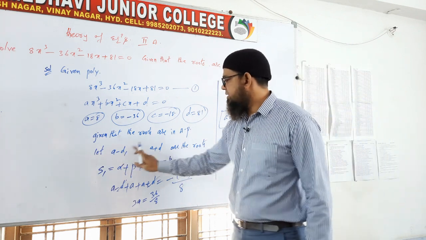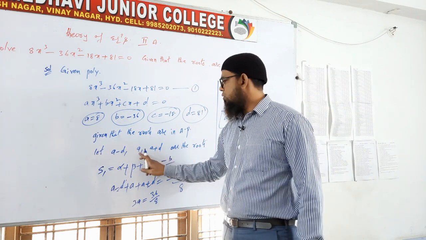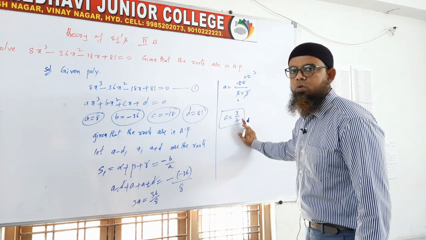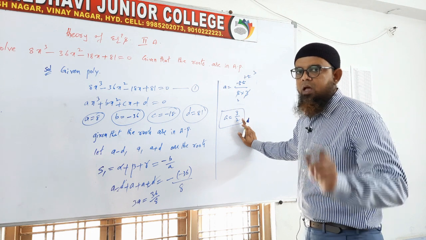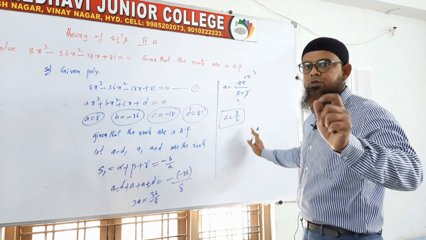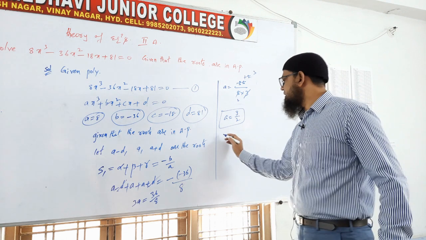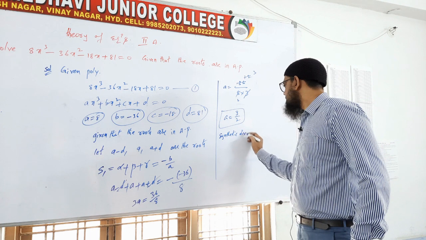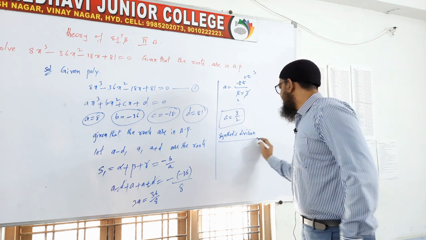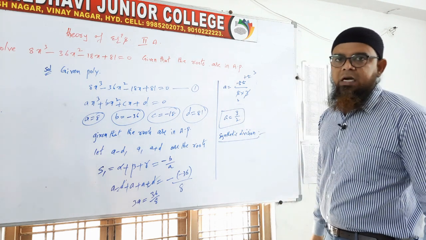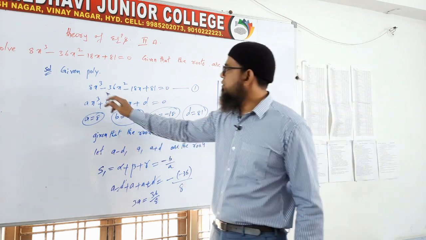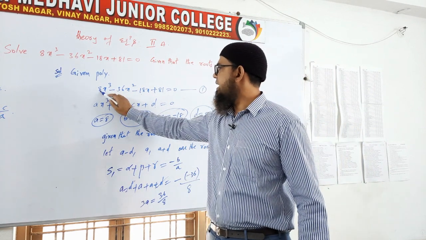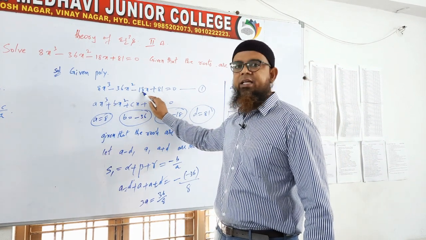See here, a minus d, a, a plus d, I said, no. So one root is over. I got one root here. So now what to do? Already explained the procedure. After getting one root, we have to do synthetic division. Now what is synthetic division? For doing synthetic division, we have to take the coefficients of the given polynomial. What are the coefficients? See here, 8, minus 36, minus 18 and 81.